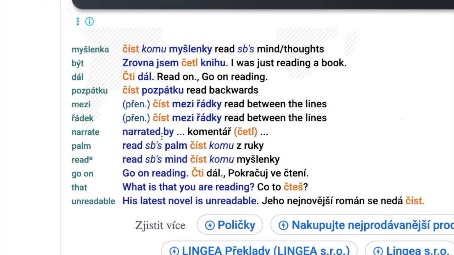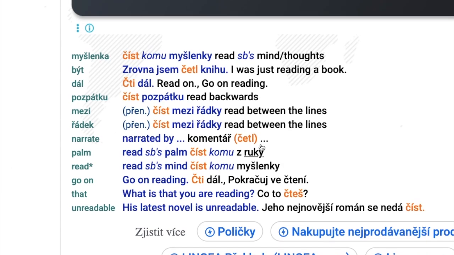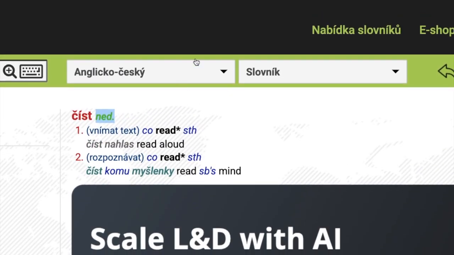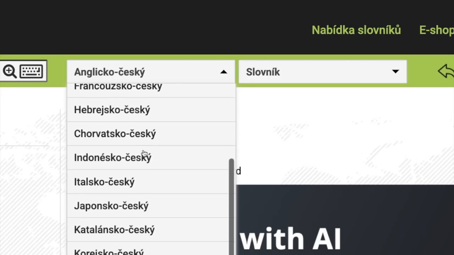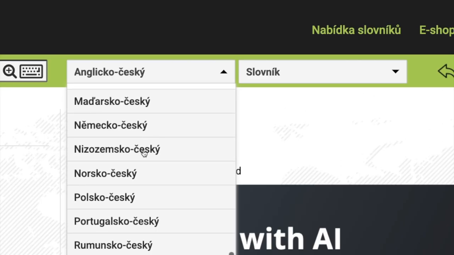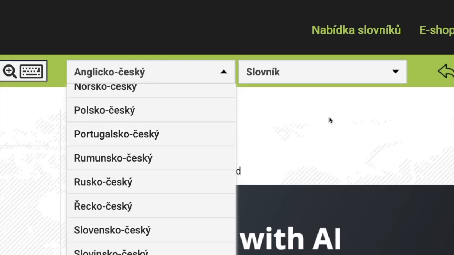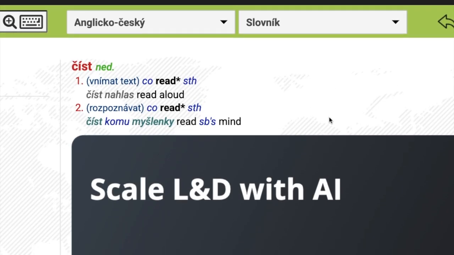It's a very nice dictionary. It explains quite well what the verb is expressing. You can also change the combination of languages. Anglicko-český, English and Czech, but there are Arabic and Czech, Chinese and Czech, Croatian and Czech, and so on. German, Spanish, Russian, and many other languages. So you just look up the word and you will see if it's nedokonavé, imperfective, or dokonavé, perfective. Let's go back to our material.